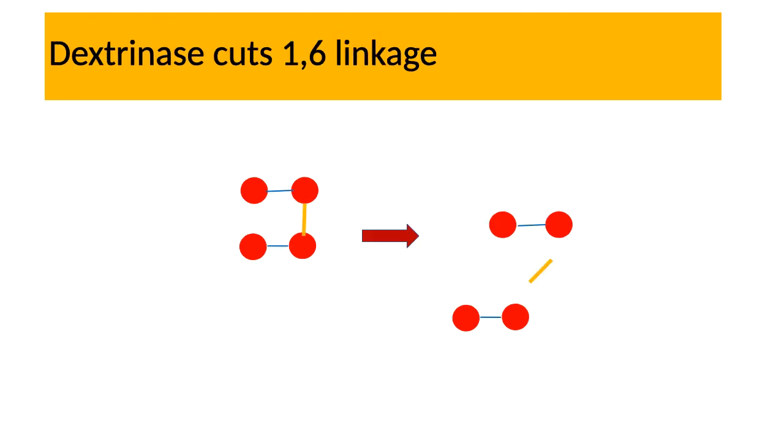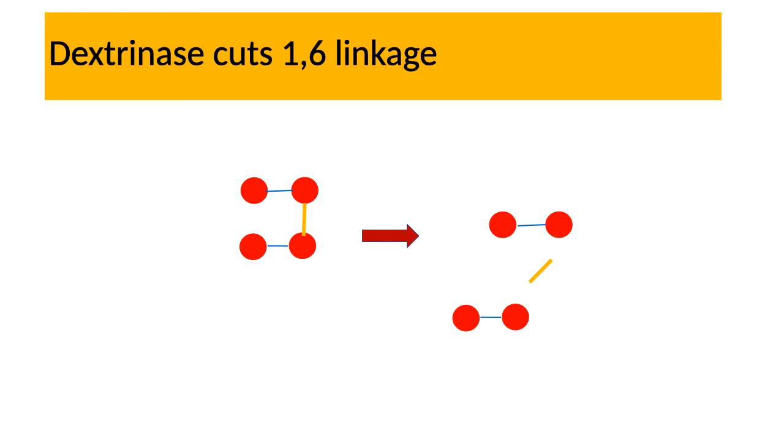Therefore, there is another enzyme needed to complete the process of chemical digestion of starch, specifically amylopectin. The enzyme is called dextrinase. It cuts the 1,6 linkage or bond between the alpha D-glucose.